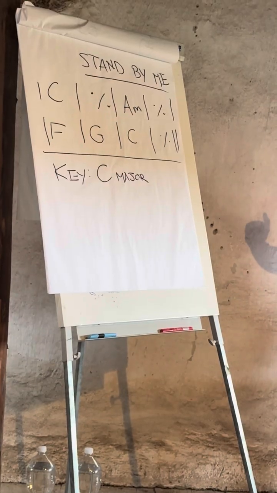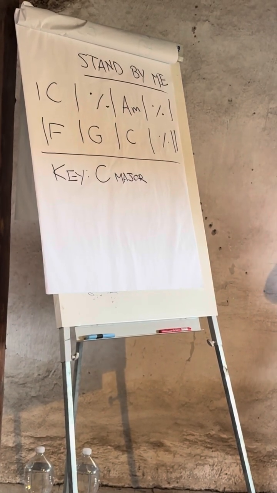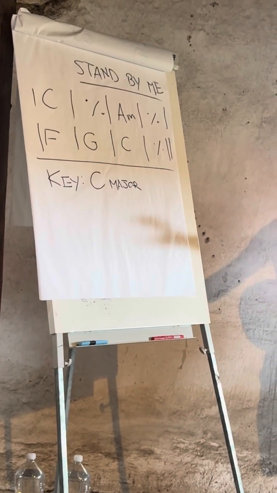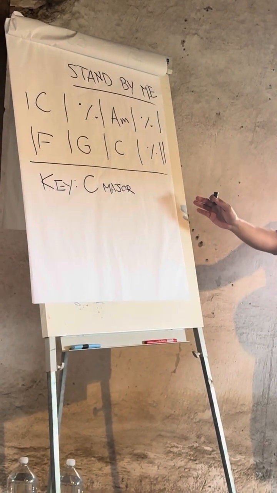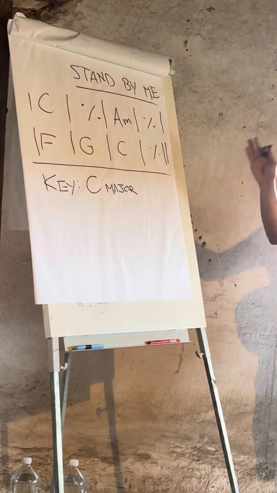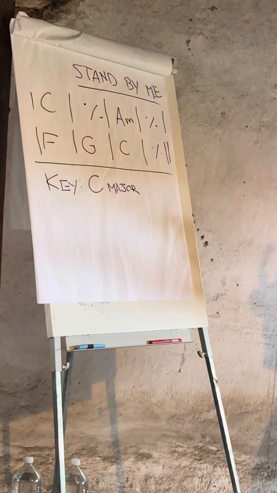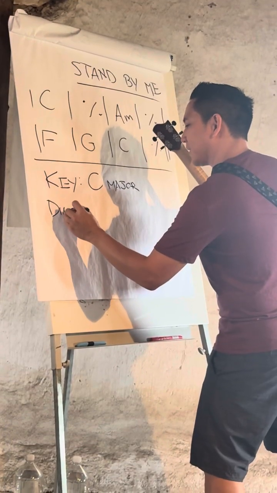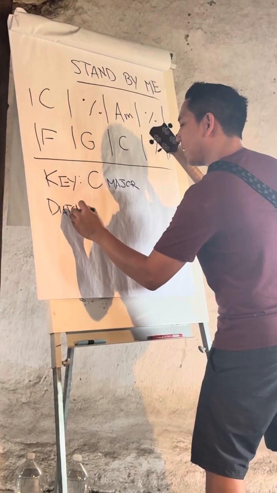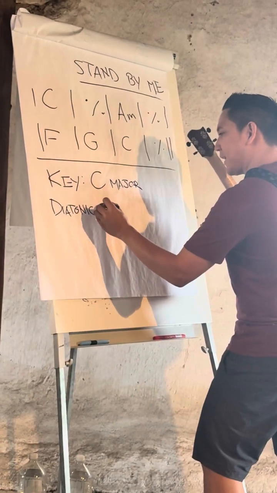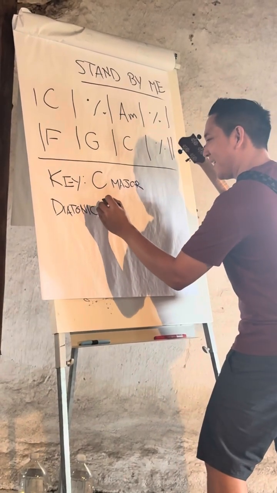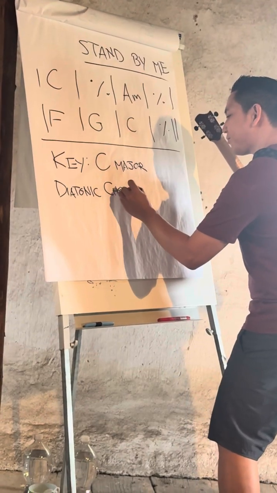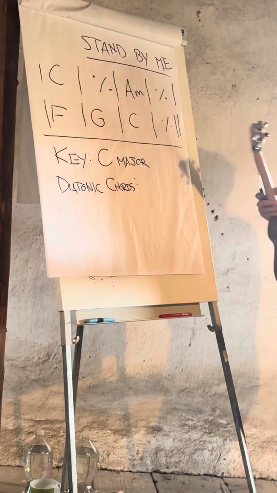Okay. C major. The next thing you want to do is map out the diatonic chords in that key. Have you all heard that before? Yeah, okay. So let's see how much you guys know. Okay, so we got diatonic. This is a big fancy word, but it's a lot easier than the word itself. Diatonic chords for the key of C.